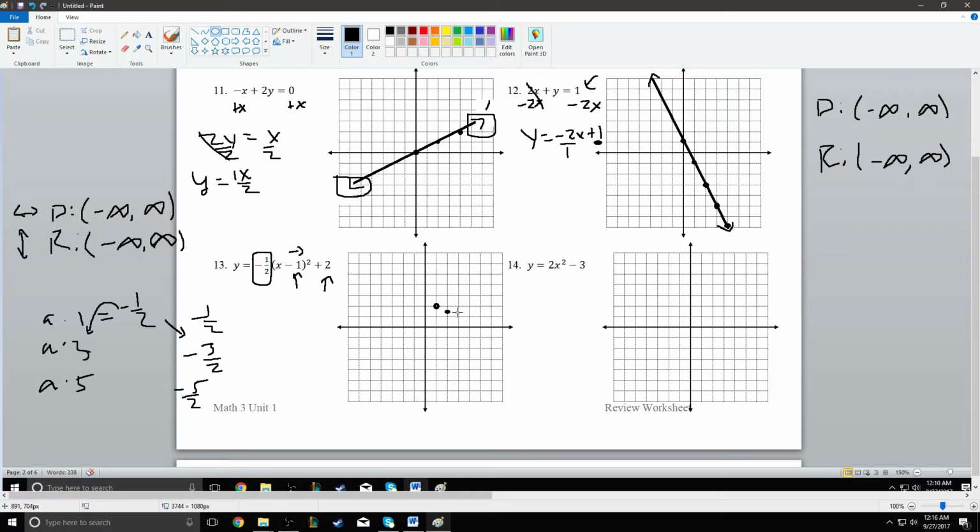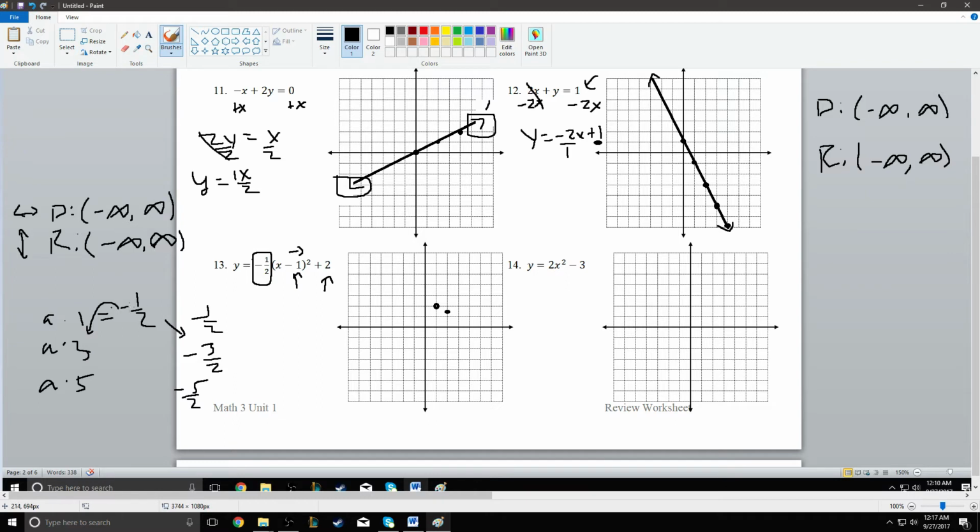Okay, then you go right 1, down 1, 2, 3/2. Let me make this a bold arrow so you can kind of see it. Okay, close enough. So it goes right 1, down 1/2. Right 1, you're going to go down 1, 2, 3/2.